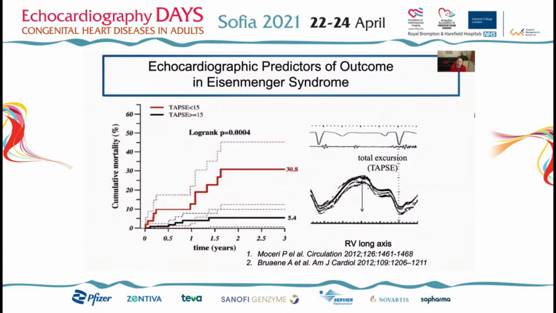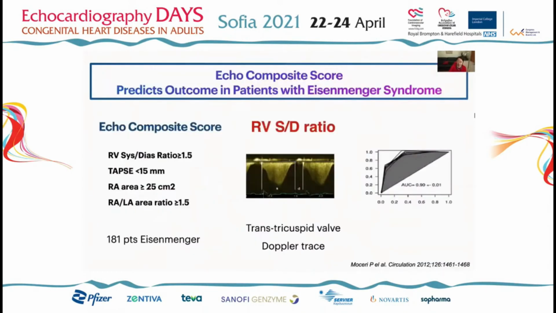Several studies have shown this parameter has prognostic value. Here in our ICEMANG study, we found TAPSE more than 15 had better survival compared with patients with TAPSE less than 15. And if we put all the parameters reflecting right ventricular dysfunction and increased right atrial pressure in a composite score, the prognostic value becomes much more accurate.